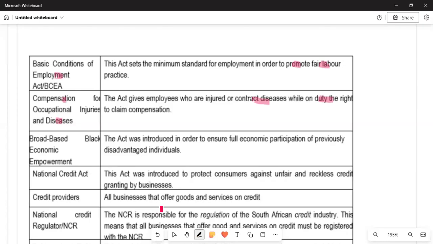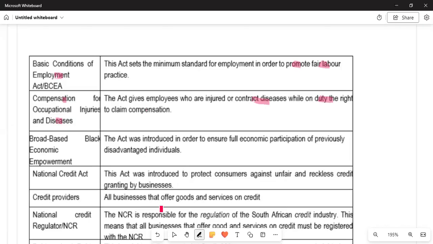Then we have the Broad-Based Economic Empowerment Act. The act was introduced in order to ensure the full economic participation of previously disadvantaged individuals, who were very much at a disadvantage previously. So this act makes sure that those people are accommodated. That is very important, whereby black people will find themselves in senior positions, where they can as well be managers.